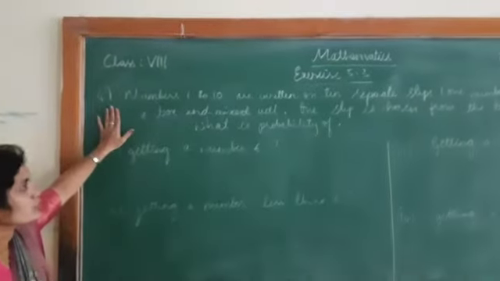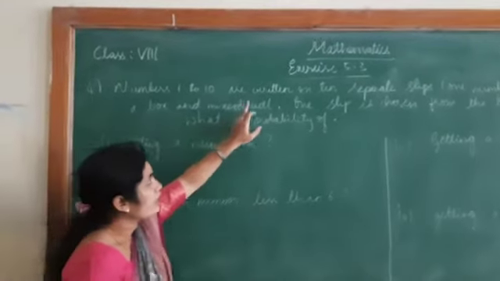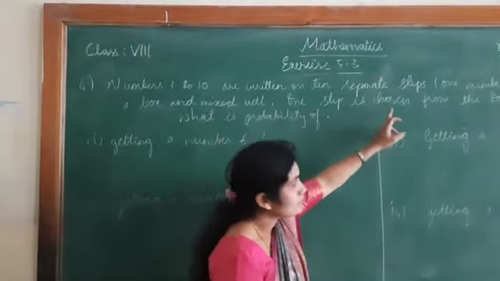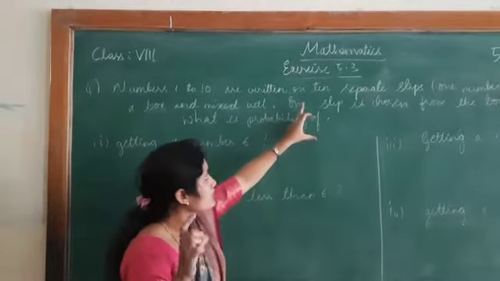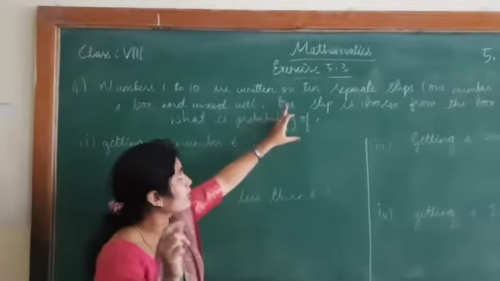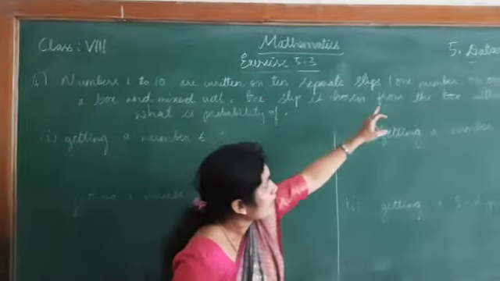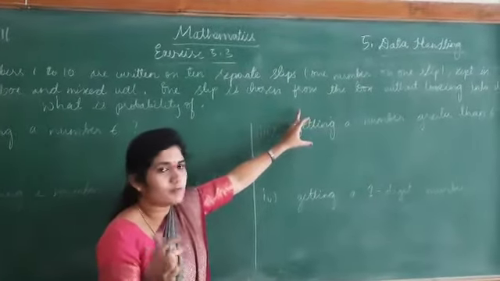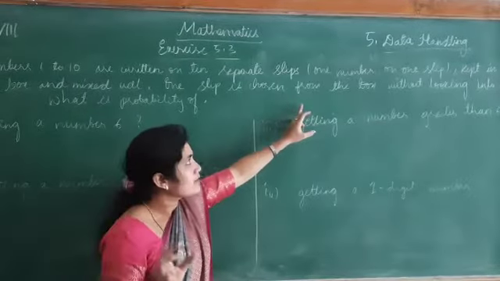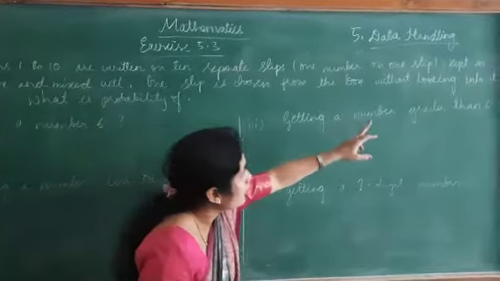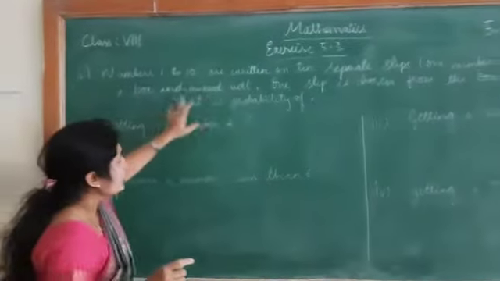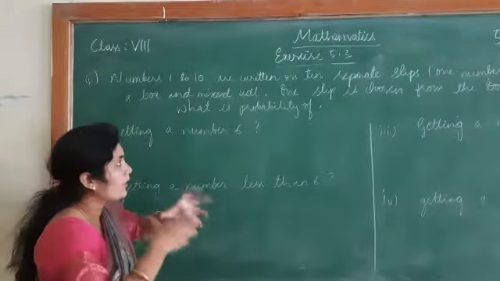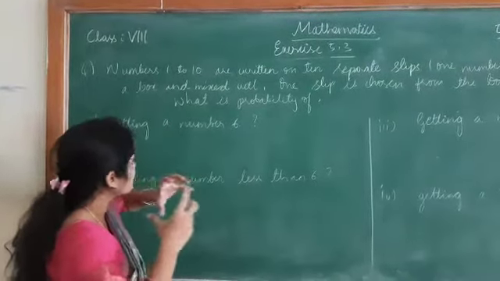Now let us move on to the fourth question. Numbers 1 to 10 are written on 10 separate slips. That is 10 separate slips you should take and write numbers all separately, 1 to 10. One number on one slip. One on the first slip, two on the second slip, three on the third slip, and so on. Kept in a box and mixed well. That is, kept in a box and shake it well.